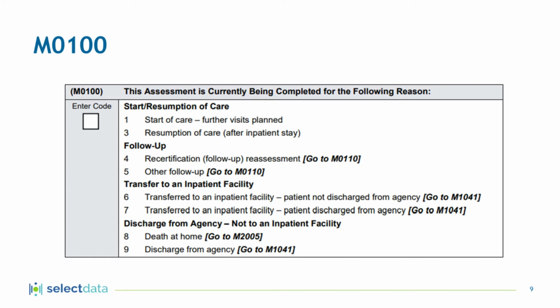Response number 1, this is the start of care comprehensive assessment. A plan of care is being established whether or not further visits will be provided after the start of care visit. This is the appropriate response anytime an initial HIPPS code for a home health resource group is required.